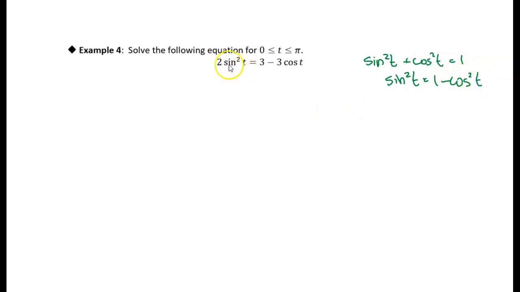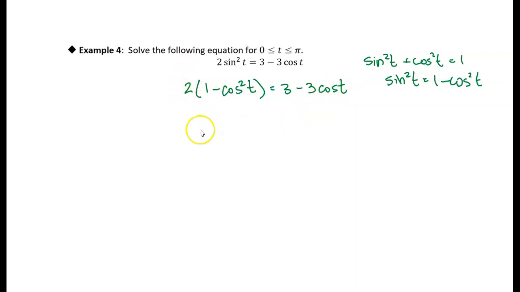So I can substitute this sine squared with 1 minus cosine squared of t. That's what I'm going to do first. I'm going to replace the sine squared with 1 minus cosine squared of t. I'm putting it in parentheses because that whole thing is a substitute for sine squared. So I have to multiply that whole thing by 2, and then this is 3 minus 3 cosine of t. So now I have everything in terms of cosine of t.